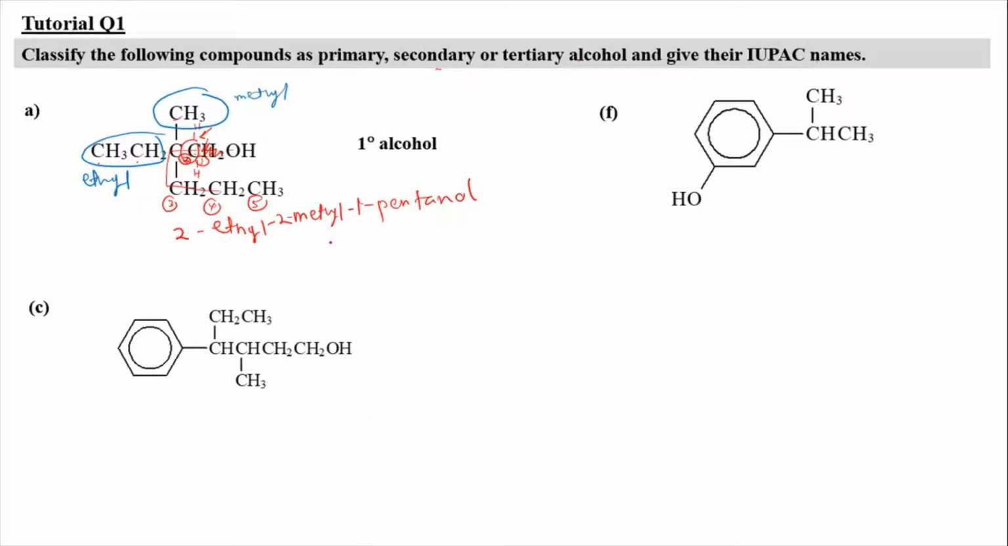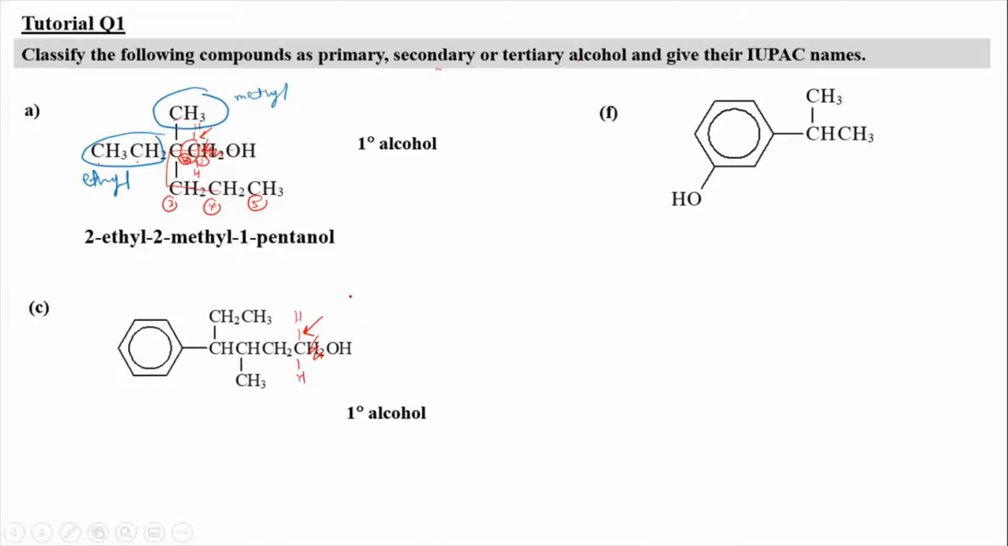Okay, so it's going to be 2-methyl, 2-ethyl, 1-pentanol. And for this carbon here, it's the same as the above, where the carbon going to be attached with hydrogen and attached with hydrogen, and then it's going to attach with all these alkyl group. So it's going to be attached with one alkyl group, and hence is a primary alcohol.